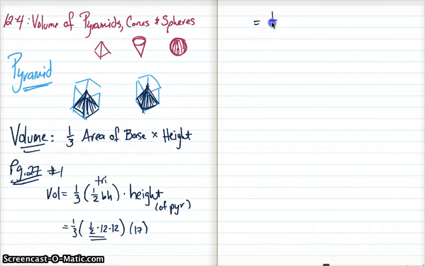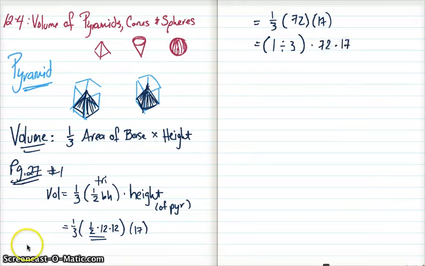So I'm just simplifying it a little bit more before I type it in. And when you type in 1/3, I recommend you do it this way. You type in parentheses 1 divided by 3 parentheses, and then you can hit times 72 and then times 17. So go ahead and calculate that, please. You should get 408. We are still working with cubic units, so my final answer will be 408 inches cubed.